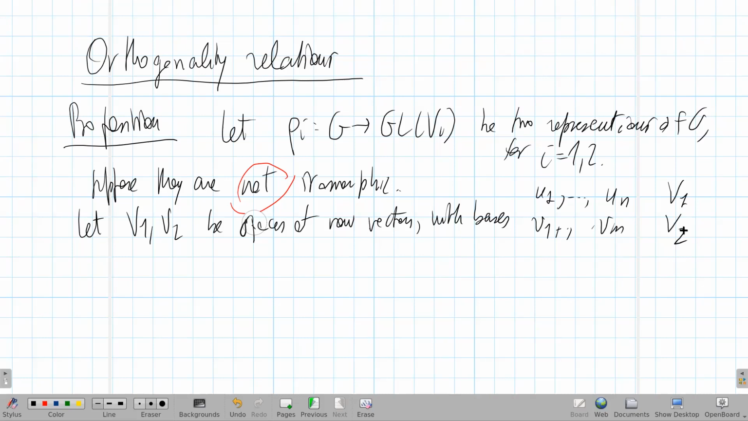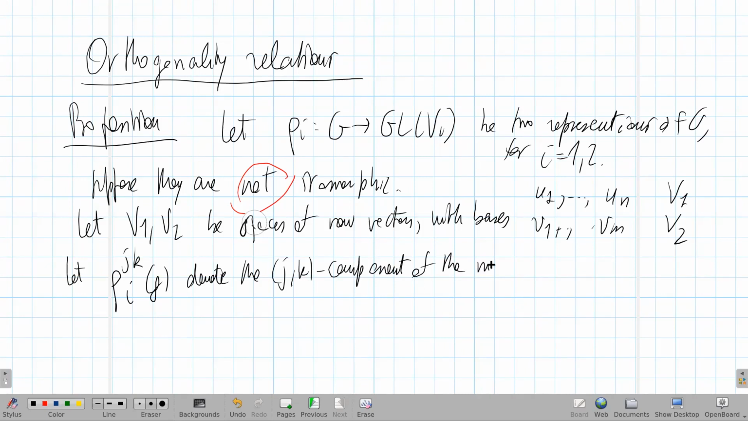More notation. Let rho i jk of G denote the jk component of the matrix rho i of G, of course with respect to this basis, okay? We have bases, so we have components. So this is a matrix, for instance, rho 1 of G would be an n times n matrix, and so you have n square of these. Rho 2 of G would be an m times m matrix, and so you have what you have.